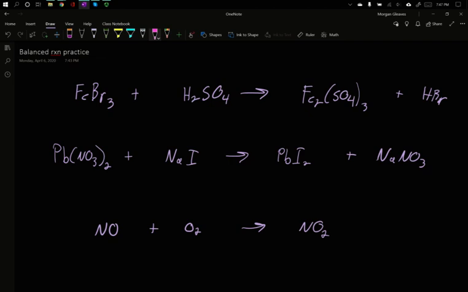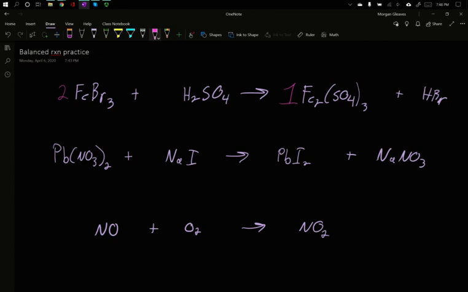Iron 3 bromide plus sulfuric acid makes iron 3 sulfate and hydrobromic acid. So I'm going to pick iron. I've got iron in only one molecule on both sides, but one of them has 2 and one of them has 1. So I'll set the Fe2(SO4)3 to 1. That gives me 2 irons, which means I must have 2 iron 3 bromides. That's the only way to get 2 irons. I need 2 of that entire molecule because I cannot change the formula. So all I can do is have multiples of the molecule to get those irons.